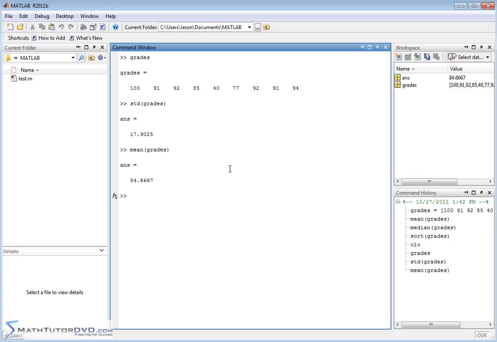I can make another vector called grades 2. So what I'll do is I'll modify this one. I want to start off with the grades that I originally had, but I want to add some other grades to it.